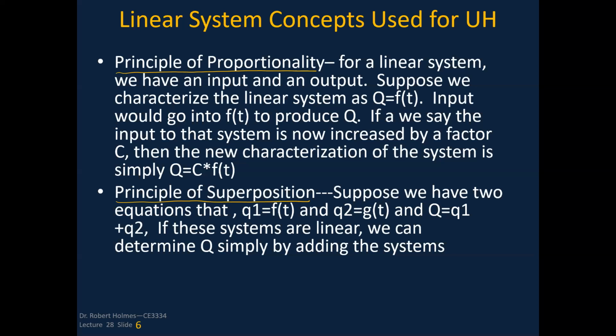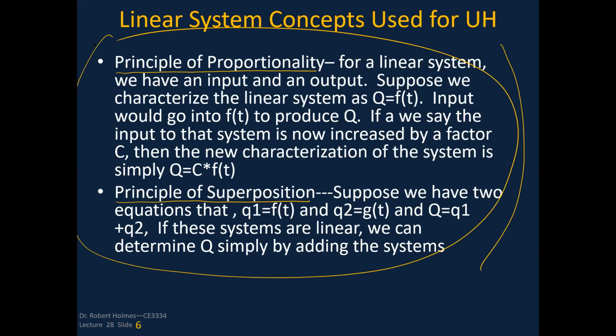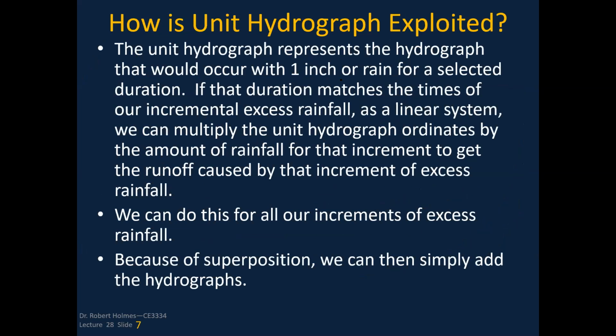And so we'll go through here, and I think the graphs are a little more understandable than just seeing these words here. But, you know, you can come back to these words and kind of read through them yourself. Again, this unit hydrograph is 1 inch of excess rain for a selected duration. If we were in the SI system, we would have 1 centimeter of excess rain.